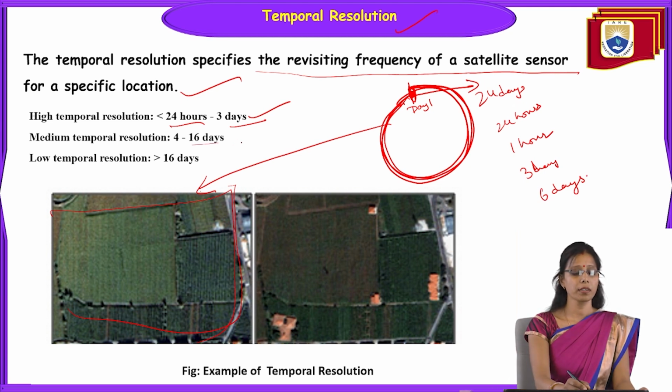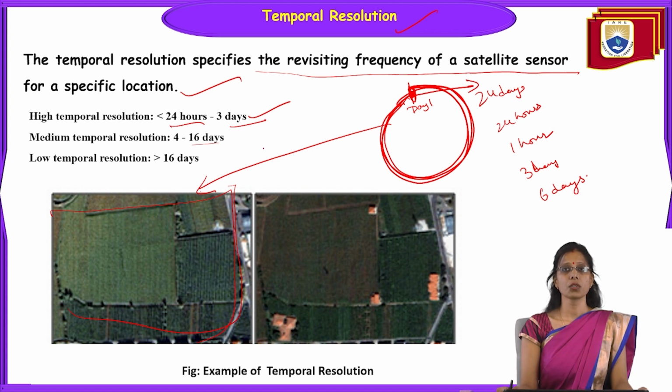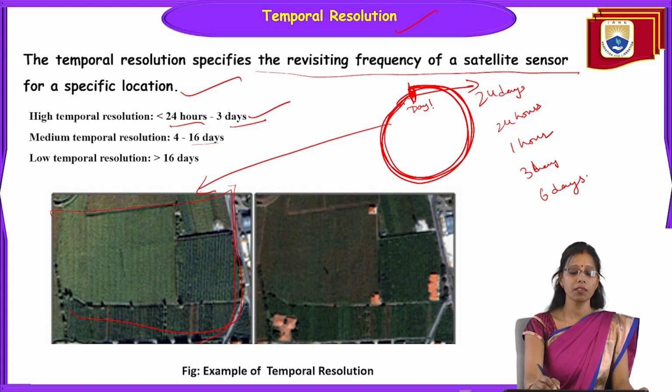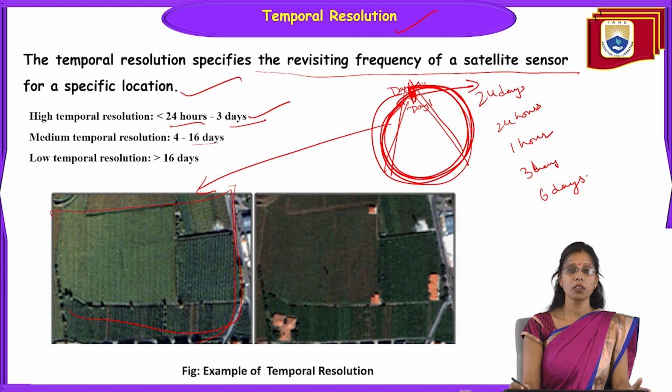Now, medium temporal resolution will be 4 to 16 days. So 4 to 16 days means if it starts on day one, then on day four it will come back to its position. On day one it has captured this area, and on day four it will capture the same area. So temporal resolution means repetitive coverage. The first day what it has captured, the fourth day also it will capture the same.